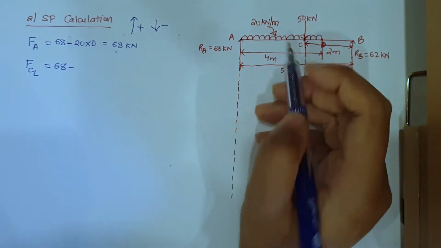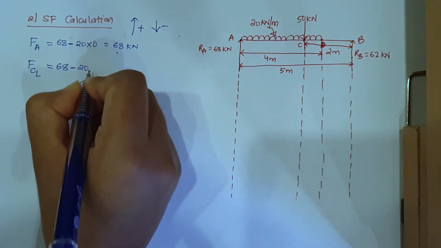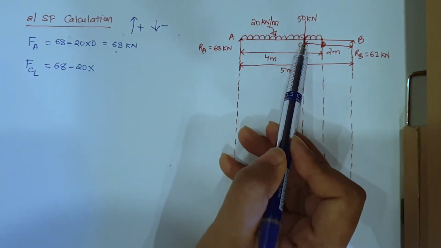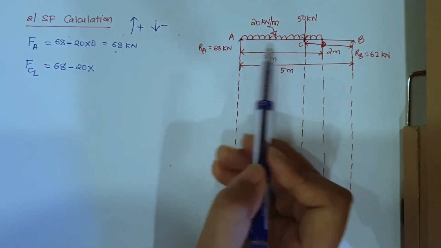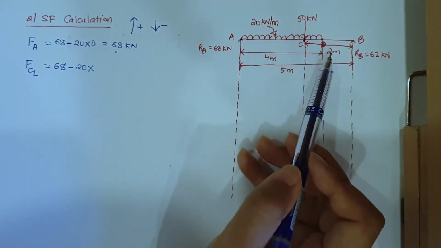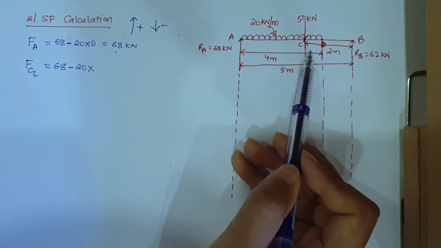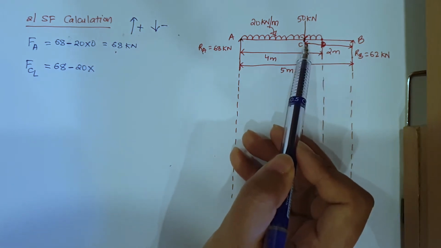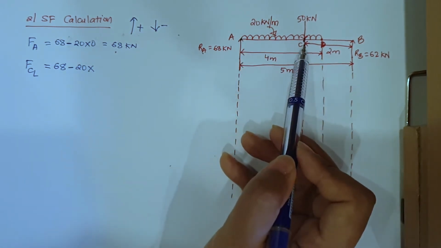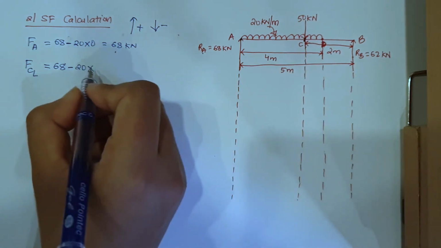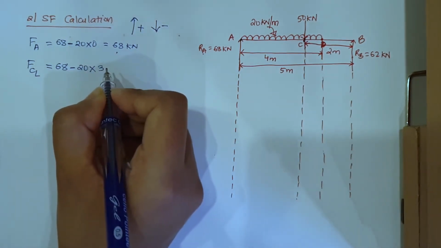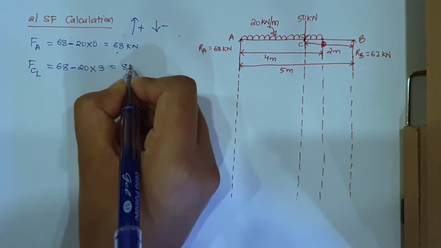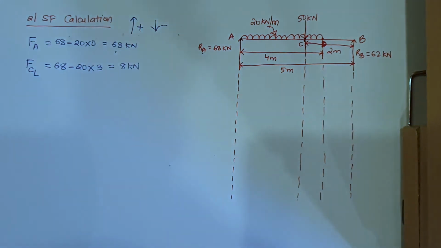UDL is coming from above, so UDL 20 into, now from A it has travelled to C. Now what is this distance? If from here to here is 4 meters, then this distance here is 1 meter. From C to D we have 1 meter distance, so from A to C the distance is 3 meters. So I have 20 into 3, right? So this will be coming equal to 8 kilonewton.